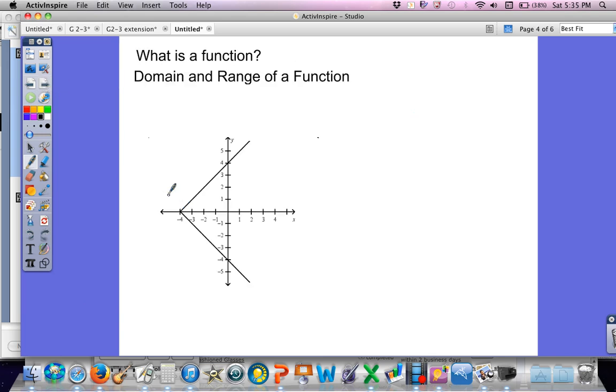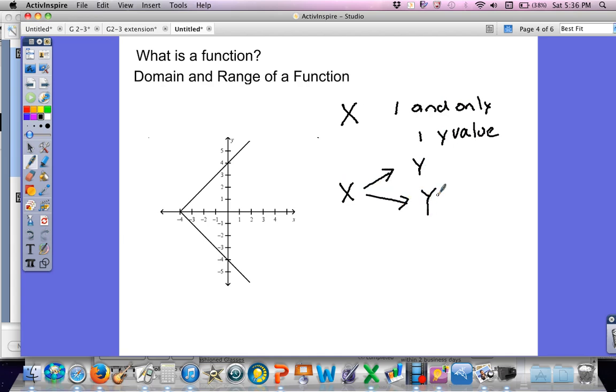Okay, another question that gets kids a lot: What is a function, and how do I write the domain and range of a function? So let's first start off with what is a function. A function means that for every x value, you have one and only one y value. Simply, it means you can't have x sometimes be a number and the same x sometimes be another number.